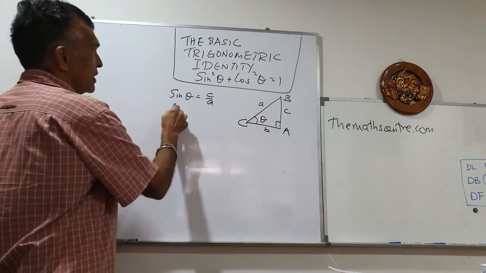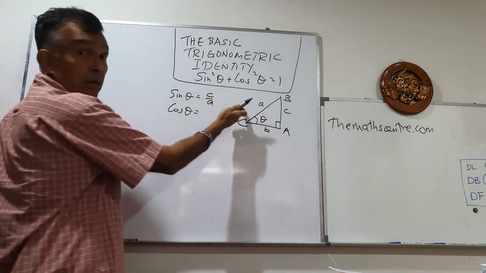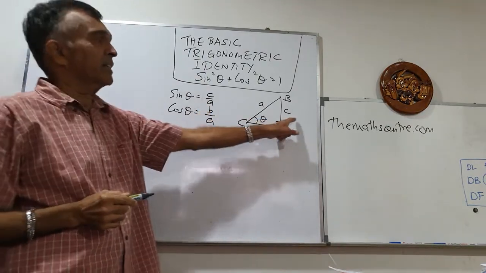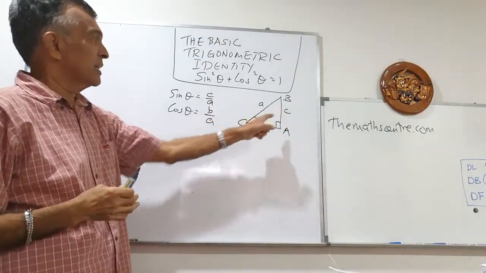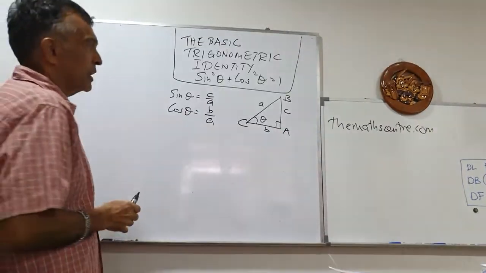That's easy. What is cos theta? B over A. Is that okay? Sine theta is that opposite over hypotenuse thingy, so sine theta is C over A, and good. Now, let's keep that. What else do we see?